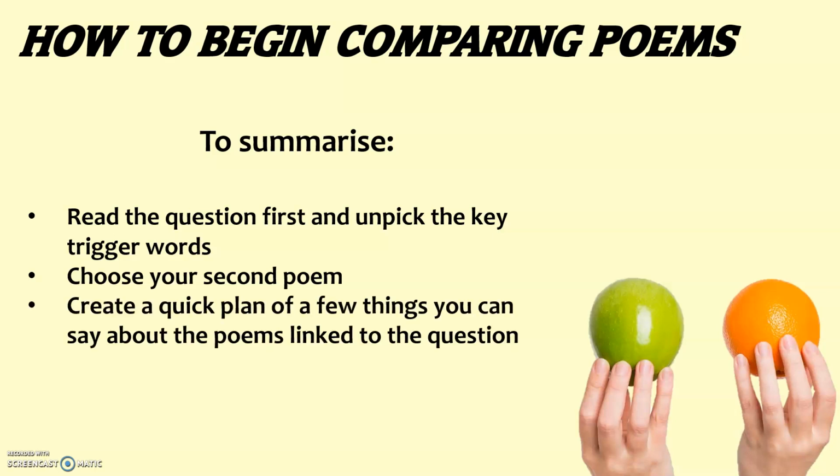Then the quick plan, like we've done, 3 or 4 bullet points would be absolutely ideal on each of the two poems, and then what you can start doing is like the picture of the apple and the orange, you can start looking at those bullet points and saying, well, which bits are similar and which bits are different, and then when you start writing, you'll start to write about why they're different. And finally, it's a case of getting ready to begin writing, which is going to be my next video. I'm going to start drawing it to a conclusion there.